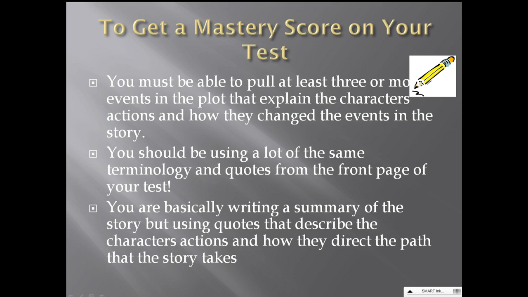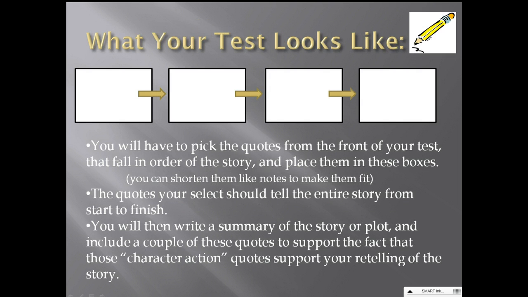So, to get a mastery score on your test, you need to be able to pull at least 3 or more events into the plot that explain the character's actions and how they change the events of the story. You should be using a lot of the same terminology and quotes from the front of the page of your test, so you'll be flipping back and forth a lot. You're basically going to be writing a summary of the story, but you're going to use the quotes from the front of the test to describe the character's actions and how they direct the path that the story takes.